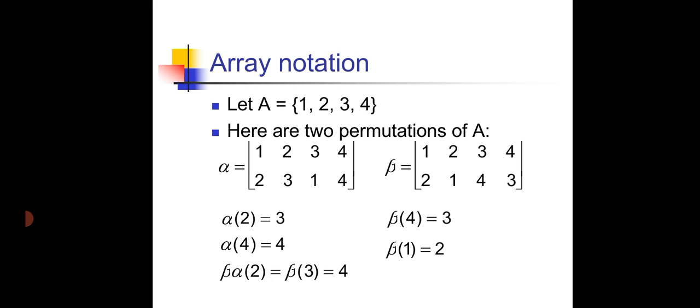And also we have calculated beta of alpha of 2. We have to calculate from the back side, that is alpha of 2 first. Beta of alpha of 2 means we first calculate alpha of 2, then calculate beta of that answer. So what is alpha of 2? Alpha of 2 is mapped to 3. So we have to find the mapping of beta of 3. Beta of 3 is mapped to where? 4, right?